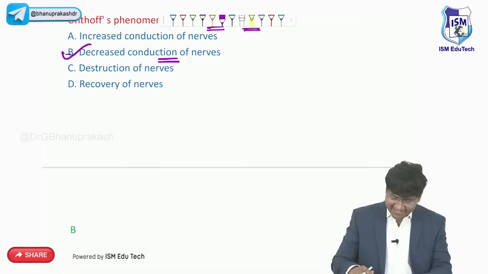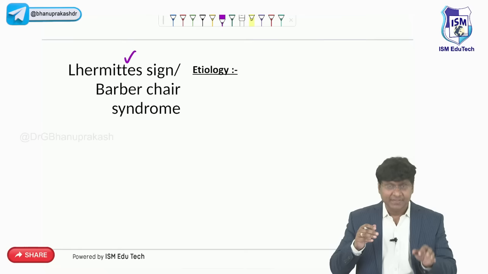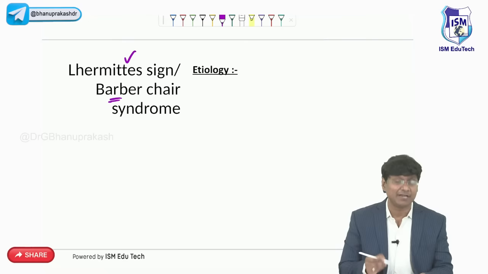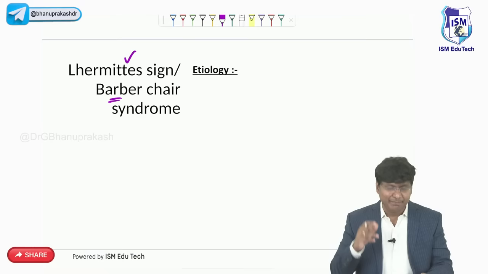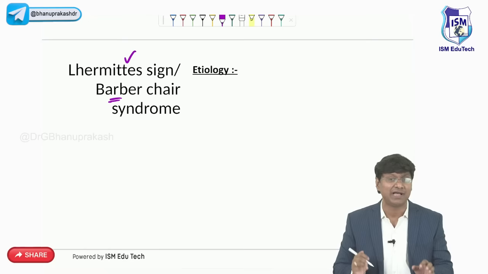The next important sign is Lhermitte's sign. Lhermitte's sign is that on bending or flexing the neck, there is an electric shock-like sensation down the spinal cord. And where do we bend our neck? In front of a barber. That is the reason why it is called the barber chair sign. In front of the barber, you have to bend your neck to have a proper haircut.